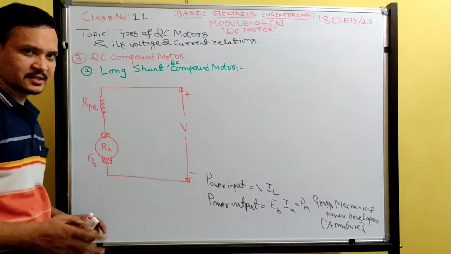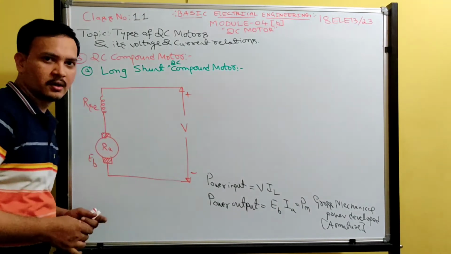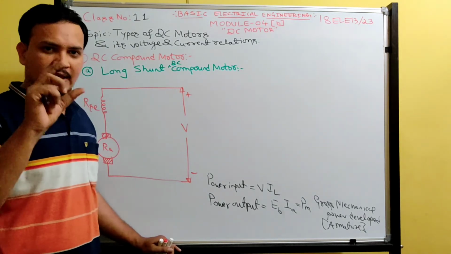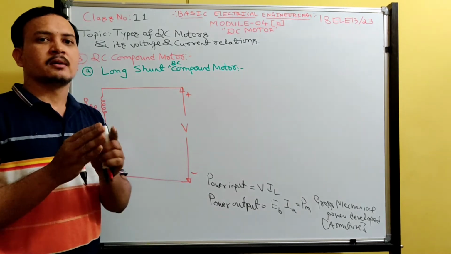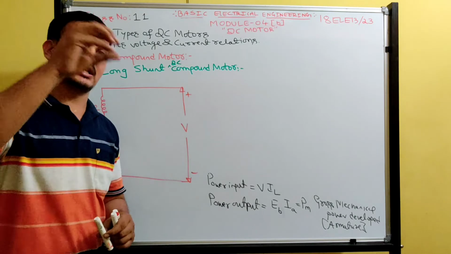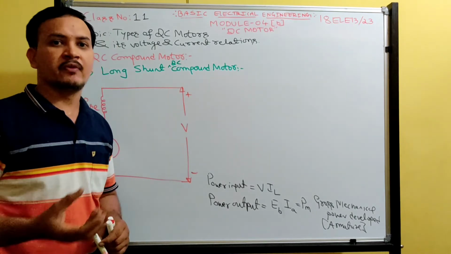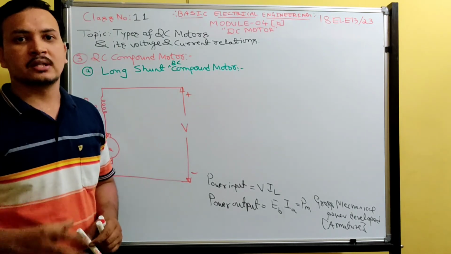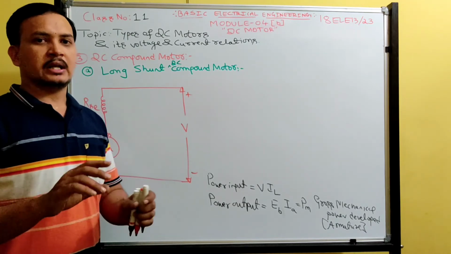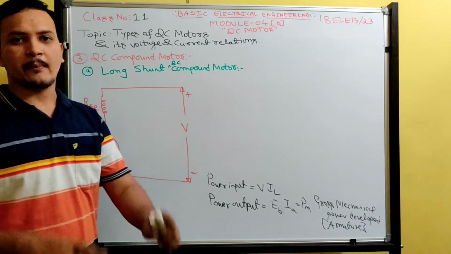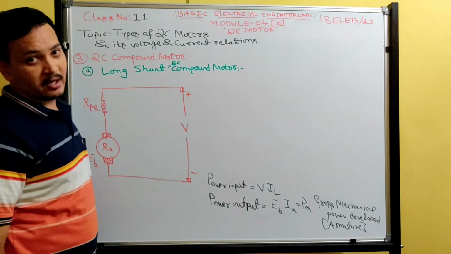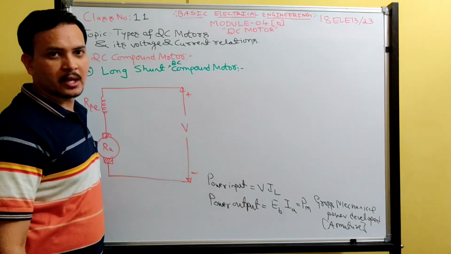Okay, dear students, next is the DC compound motor. Compound motor is nothing but one field winding that we are separating. Part of the field winding we connect in series with the armature, and part of the field winding we connect across the armature. So it has both series and parallel combination: we arrange the field winding in both series as well as parallel.